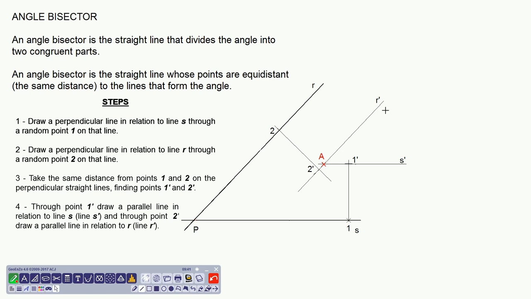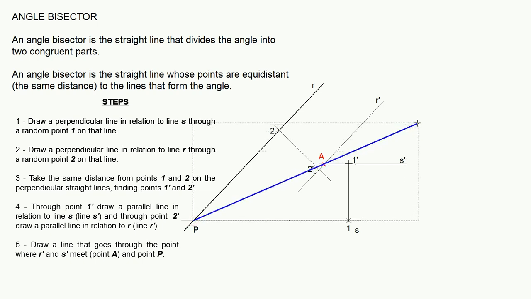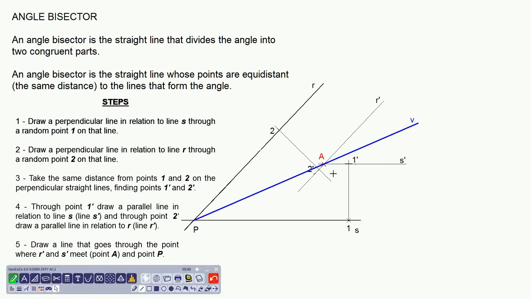Point A, since it is on parallel lines R' and S' that are at the same distance to lines R and S, has to belong to the angle bisector of the angle that R and S form. So the line that goes through points P and A is the angle bisector of the angle that these two straight lines form.